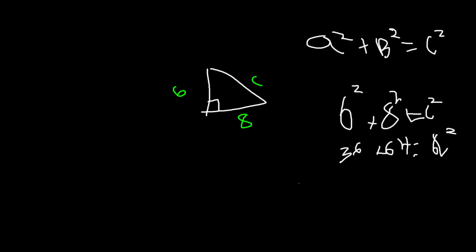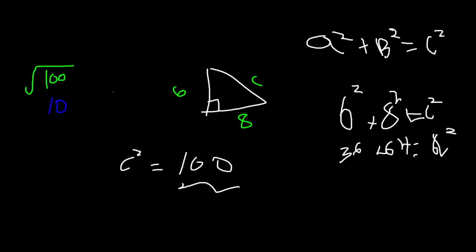So 36 plus 64, that's 100. So c squared is equal to 100. Now we're going to take c squared, which is 100, and we're going to square root that. The square root of 100 is 10, meaning that c is equal to 10. Alright, so let's just do one more to make sure that I got my point across.